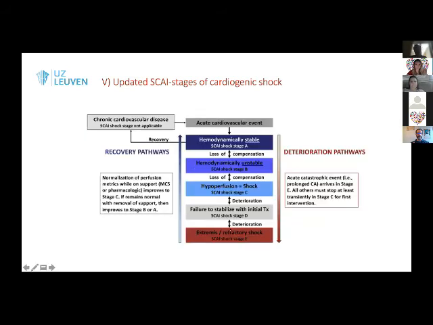This is another figure that has been added to the updated SKY. So if there is a chronic cardiovascular disease, we probably do not use those stages. So for patients in chronic heart failure, but when there is acute on chronic heart failure or an acute cardiovascular event, we have to keep in mind that those patients can quickly go from A to B to C to D, and we have to prevent them from upgrading, if I can call it like this, through different shock stages.